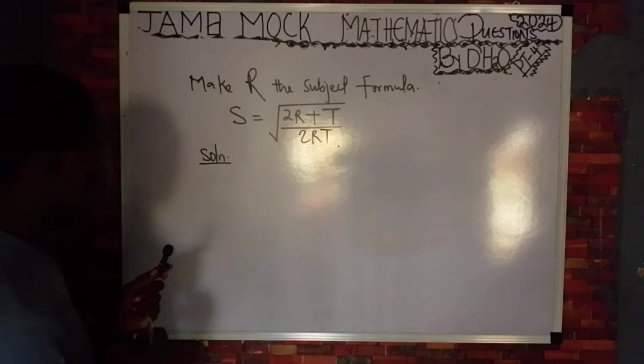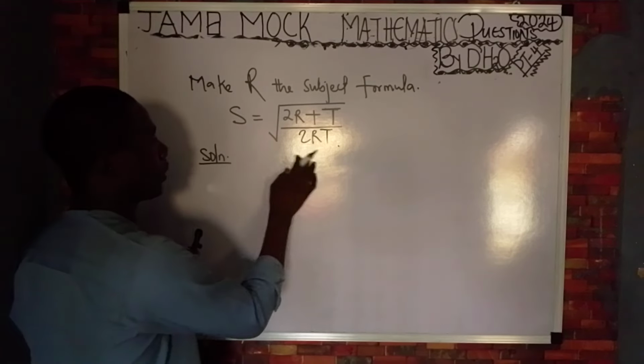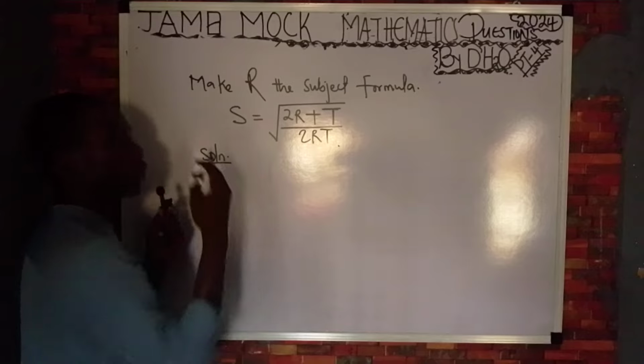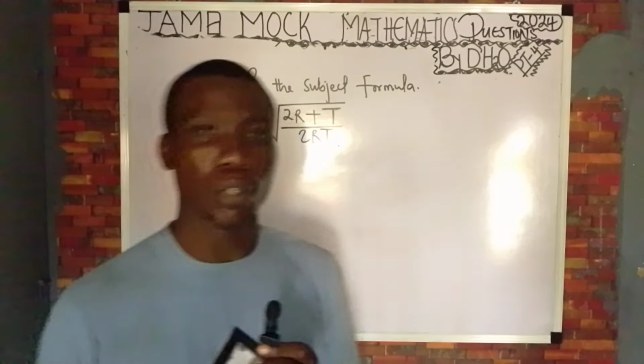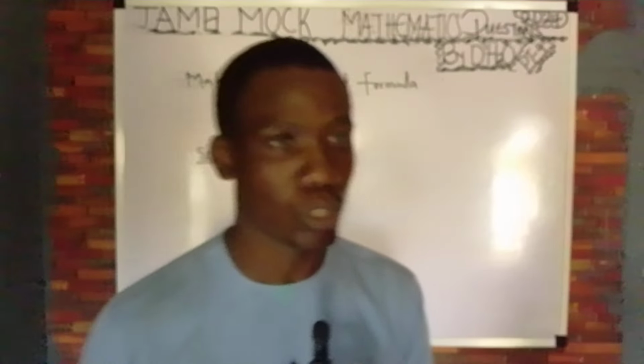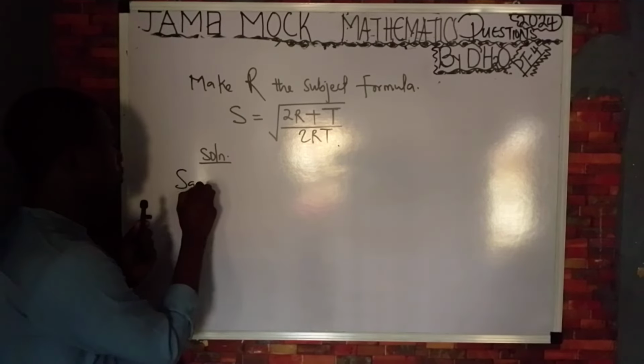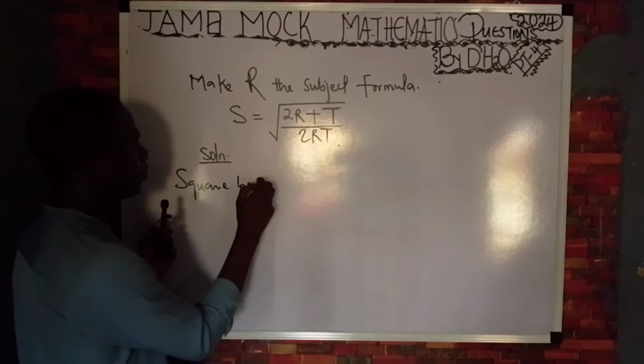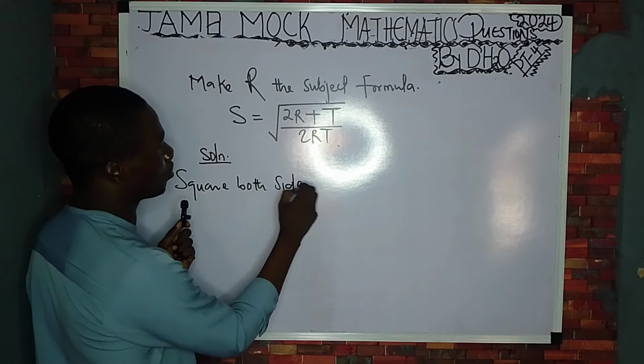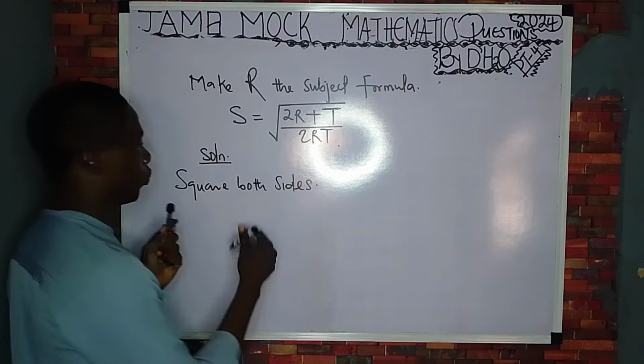Very easy. Whenever you have a square root, make sure you square both sides. If you have a cube root, cube both sides. If you have the fourth root, you raise both sides to the power of four. So let's quickly do this. The first thing we do, we square both sides. And you know that when you square both sides, what will you get?